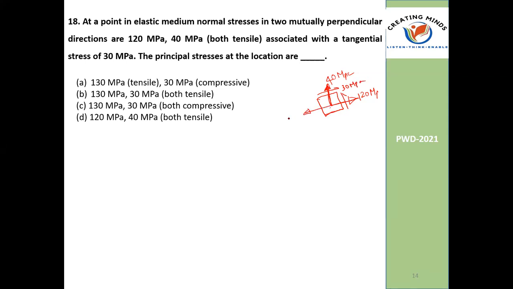Here also the same thing. This is 120 MPa, and this is tensile 40 MPa, and also there are two sets of the same shears, that is 30. Now what is he asking? He is asking to compute the principal stresses. What are principal stresses? Sigma 1 and sigma 2. All values are given. Please try to solve this problem. This is sigma x, this 40 is sigma y, and this 30 is tau xy.